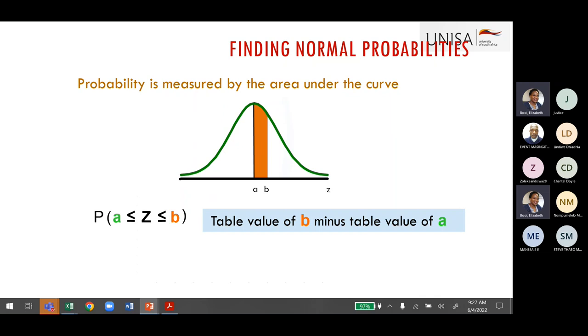Let's look at how we find the probability of between. Finding the probability of between is a little bit different to finding the probability of greater than. Remember, greater than is 1 minus the value, and it's also different from finding the probability of less than, because with less than, we know that the value we see on the table is the value that we are looking for. For the between, we will use the same method as the less than. The value we see on the table for the B value or the second value, we're going to subtract the value of the first value on the table.